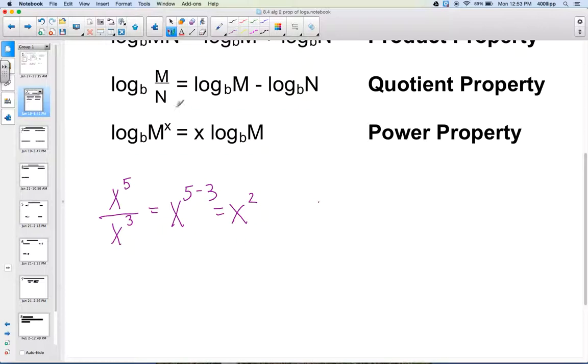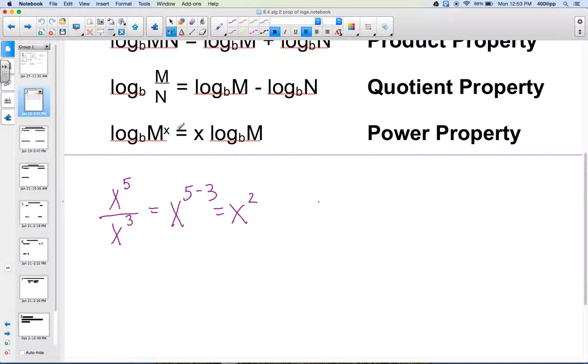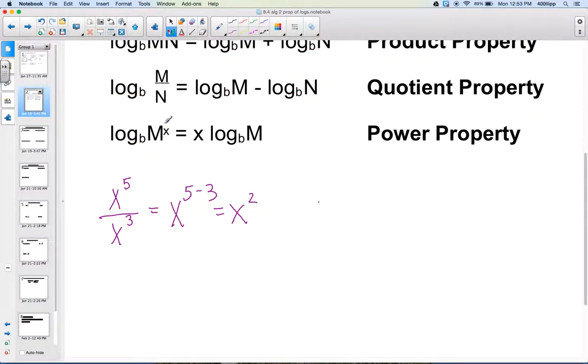That is by the quotient property, and it would be the same with the exponents and logs. The next property is your power property, and that's when we take whatever the power is and you're going to bring it in front. So whatever the power is, we bring it in front, and it'll be x times log base b of m. That's by the power property.